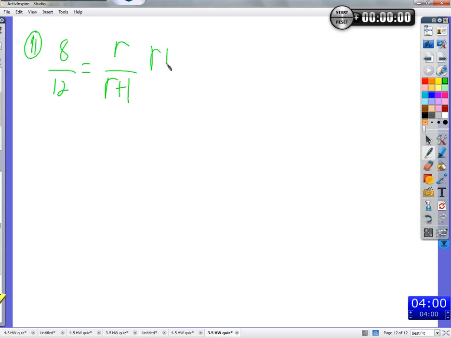So if we multiply by r plus 1 on both sides, on this side, we get r plus 1 divided by r plus 1. And now we just have r times 1 divided by 1 is r. On this side, we just have r. On this side, we need to multiply by r plus 1. And then that may not look very good, but at least r is not in the denominator anymore. Okay, so here's what we have. 8 times r plus 1 over 12. Well, now r is not in the denominator. That's good news.